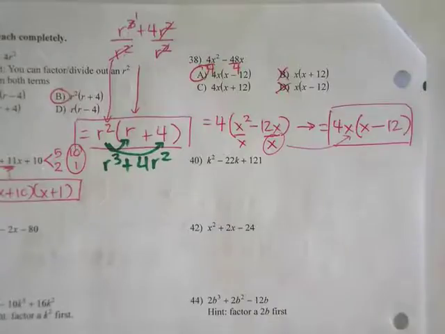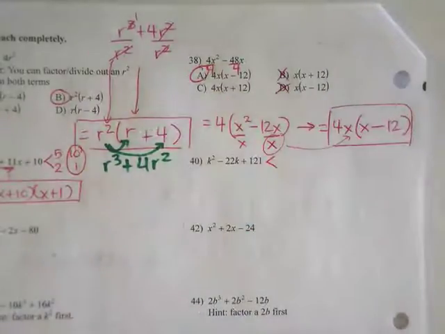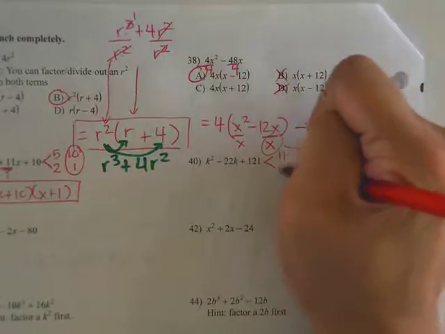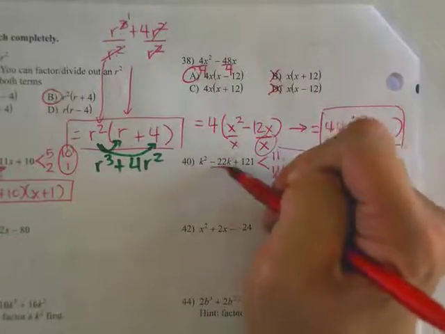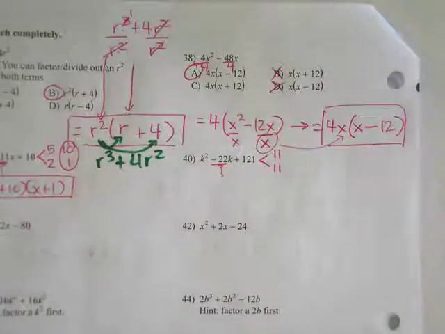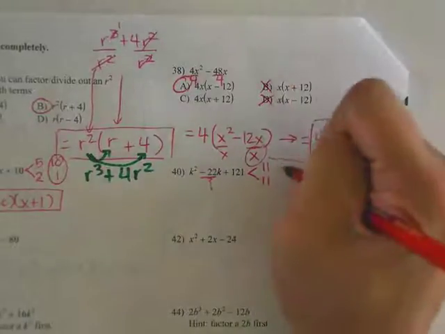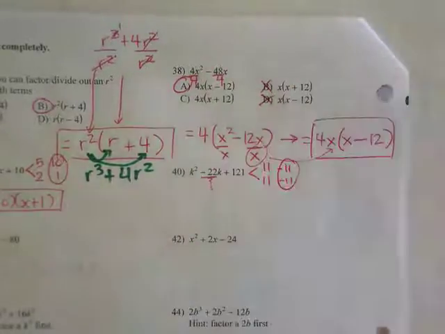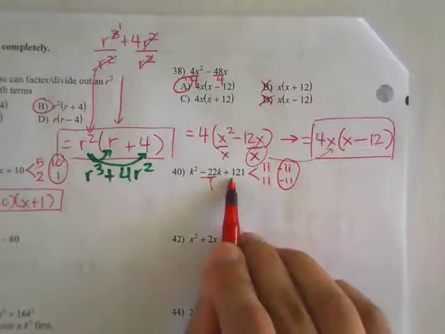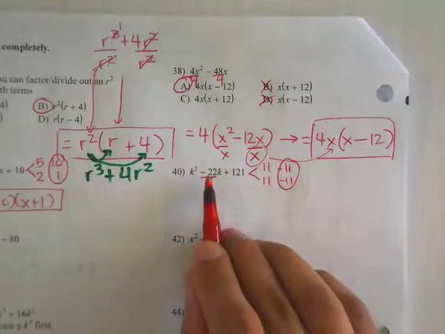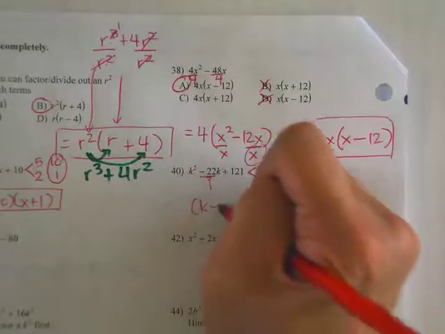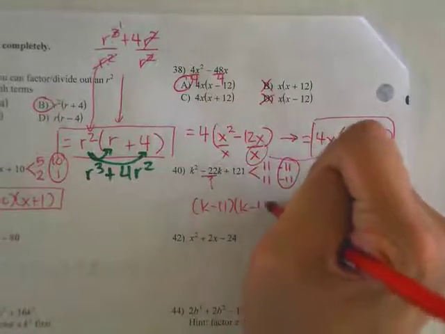40. What two numbers multiply to 121? I know some of you like to use the composition books. That's totally fine. It's going to be 11 times 11. The only problem is 11 plus 11 is not negative 22. So what you can do is make it both negative, because negative 11 times negative 11 is positive 121. And then when you add them up, negative 11 plus negative 11, that's negative 22. So k minus 11, k minus 11.